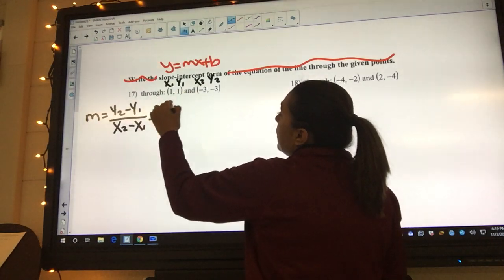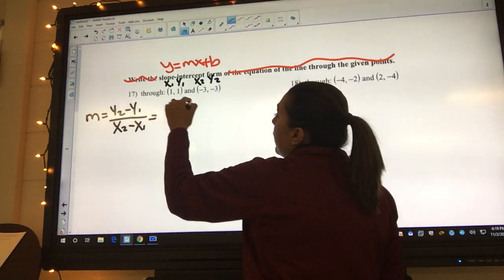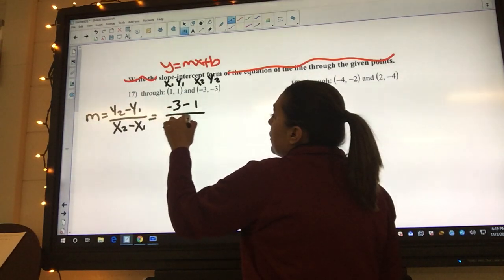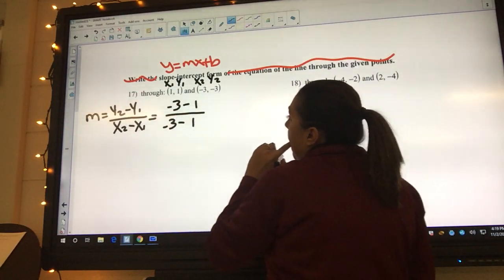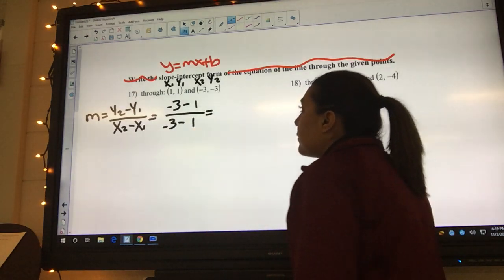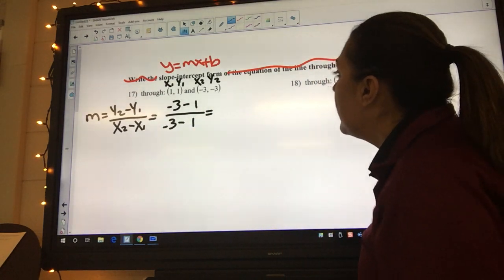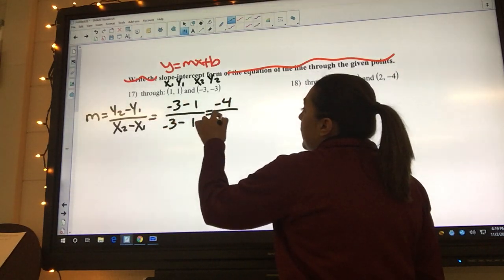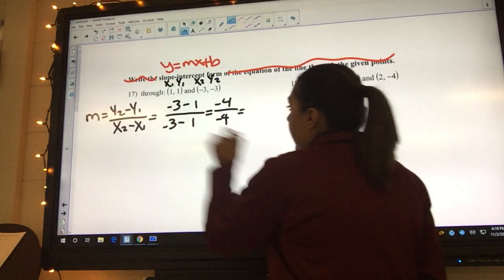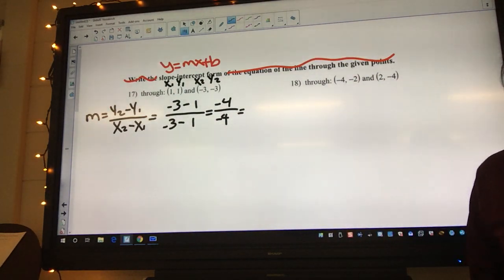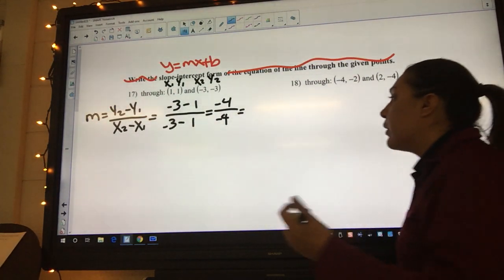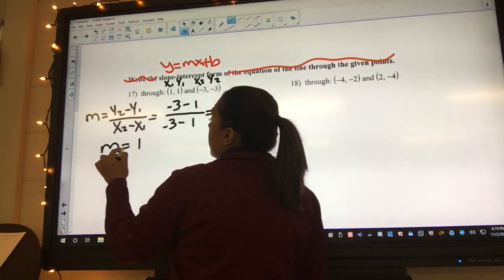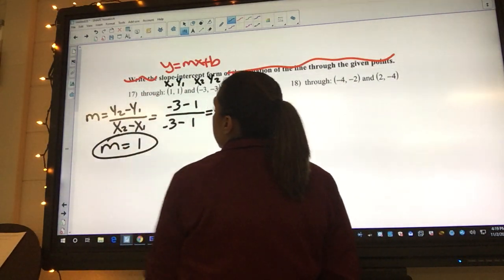Okay, so y2 is negative 3 minus y1 is 1. x2 is negative 3 minus x1 is 1. Okay, so on the top I'm going to have negative 4. On the bottom I'm going to have negative 4. Okay, well, what's a negative and a negative? Well, that's a positive. And 4 divided by 4 is just 1. Okay, so I'm going to write down here a little bit. So m equals 1. And I'm going to circle that so it kind of stands out.